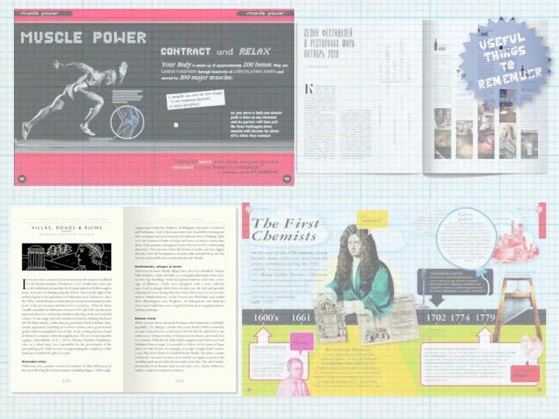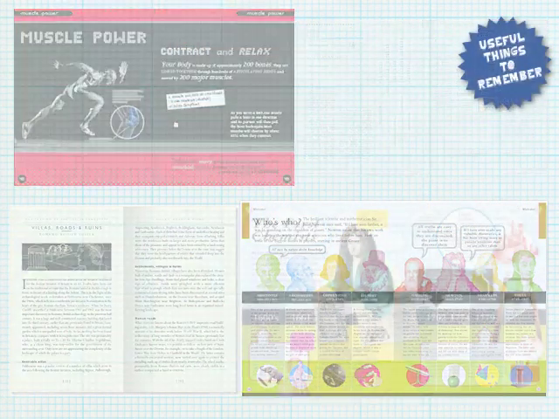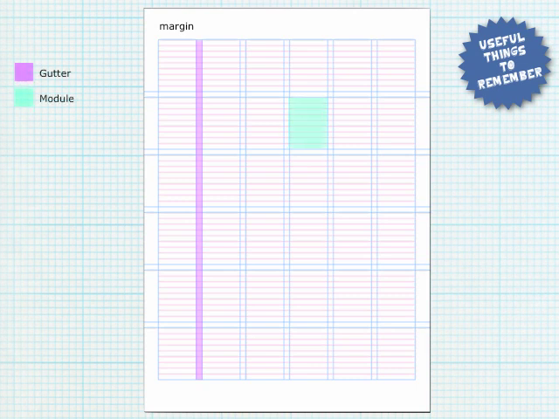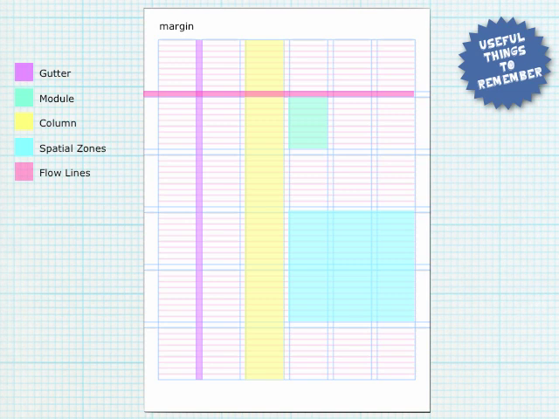No matter what kind of grid you end up working with, most of them will consist of the same elements: margins, gutters, modules, columns, spatial zones, and flow lines.